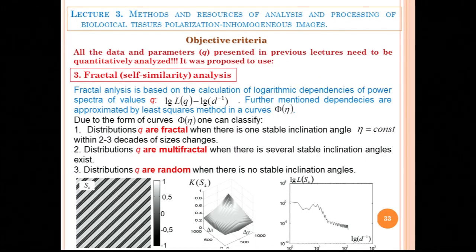Okay, we have talked about the fractality of biological tissue. Also, we can calculate the power spectral density of our images.